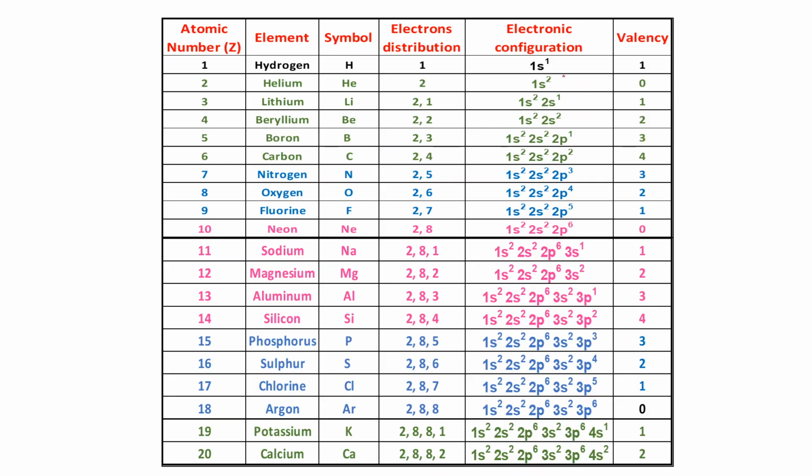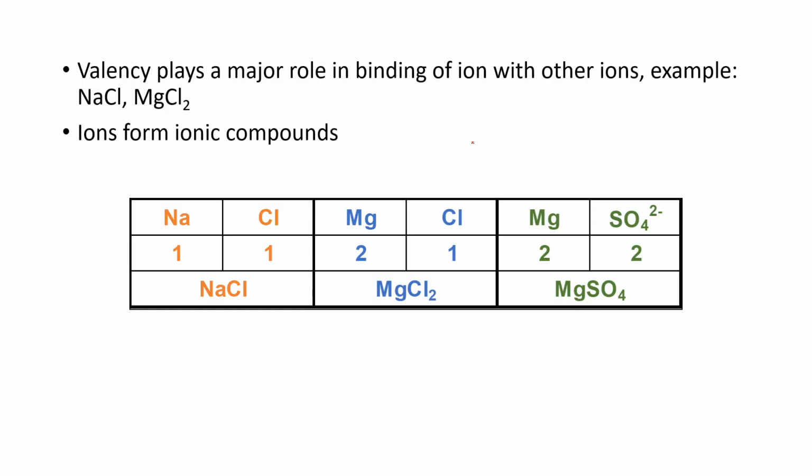This table explains the valency, electronic configuration, electron distribution, symbol, and also the element and its atomic number, etc. The valency plays a major role in binding ions with other ions, for example NaCl, MgCl2, and so on. Here we have taken a few examples. The first example is the formation of NaCl. The valency of sodium is 1, the valency of chlorine is 1.